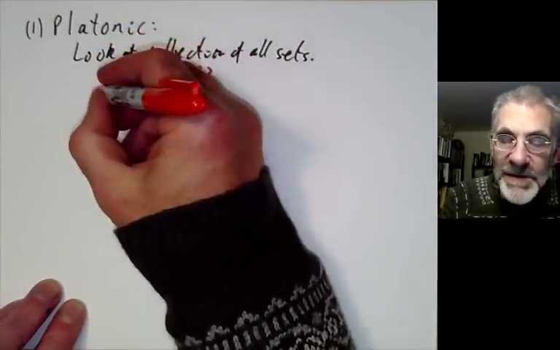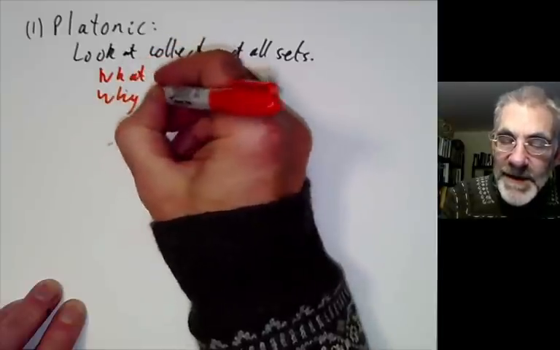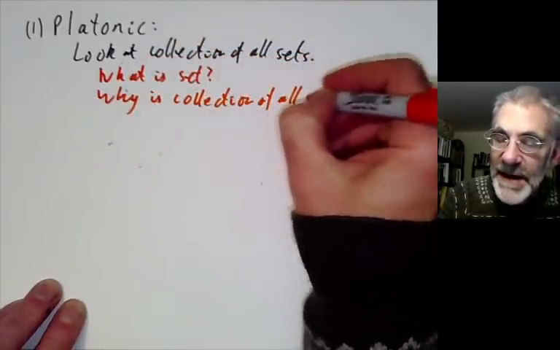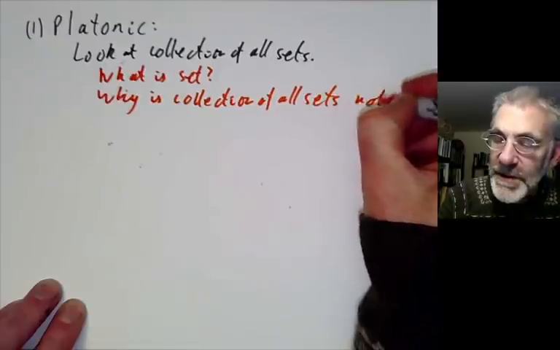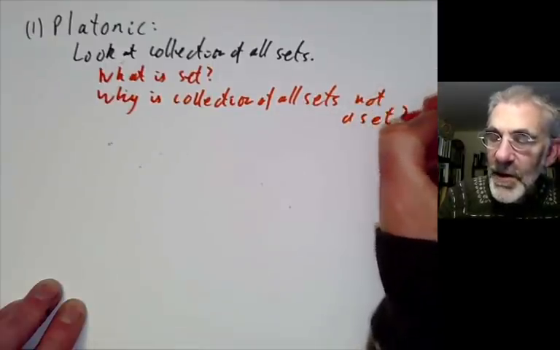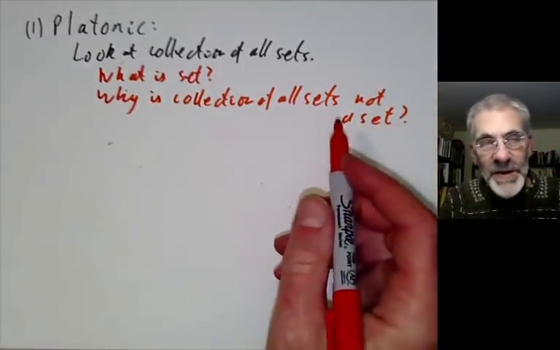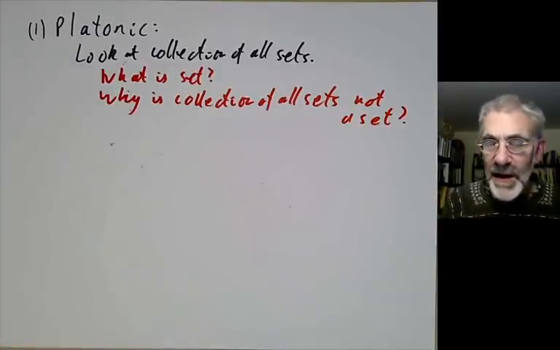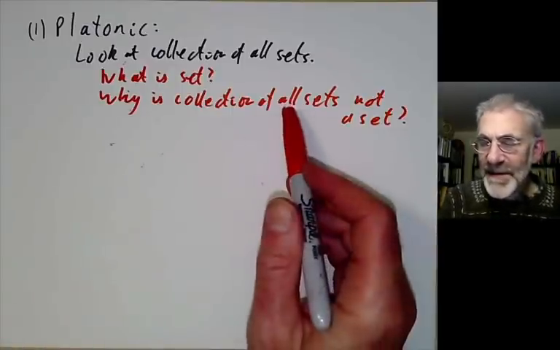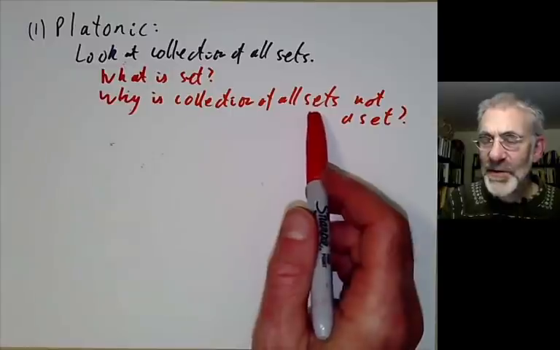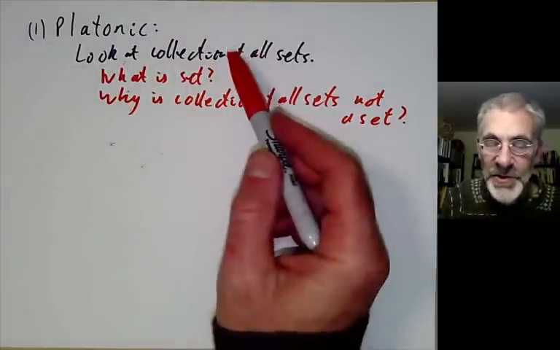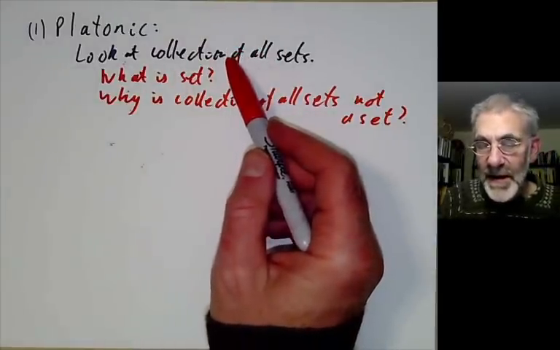A rather more serious problem is, why is the collection of all sets not a set? Well, it can't be a set, because if we try and make the collection of all sets into a set, then we run into Russell's paradox. And it's very hard to think of any really good justification why, if we have a collection of all sets, this collection shouldn't also be a set.